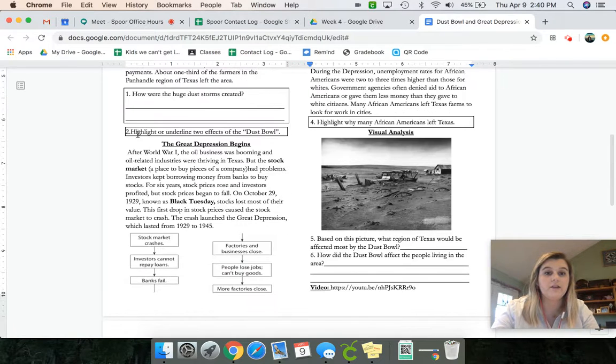All right, the Great Depression begins. After World War I, the oil business was booming and oil-related industries were thriving in Texas. But the stock market, which is a place to buy pieces of a company, had problems. Investors kept borrowing money from banks to buy stocks. For 6 years, stock prices rose and investors profited, but then stock prices began to fall.